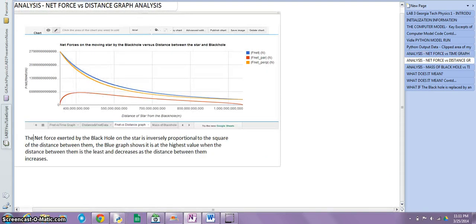The net force versus distance graph. The net force exerted by the black hole on the star is inversely proportional to the square of the distance between them. The blue graph shows it at the highest value when the distance between them is the least and decreases as the distance between them increases.